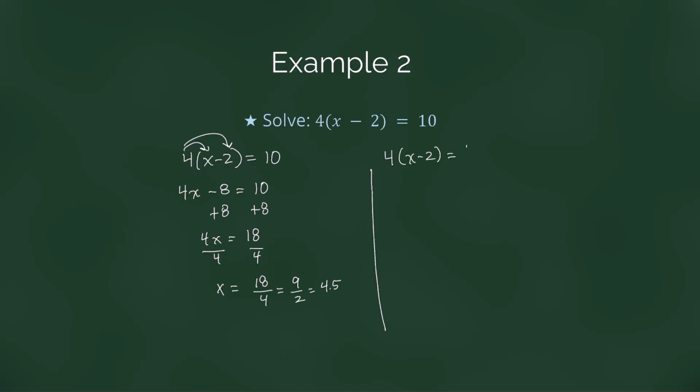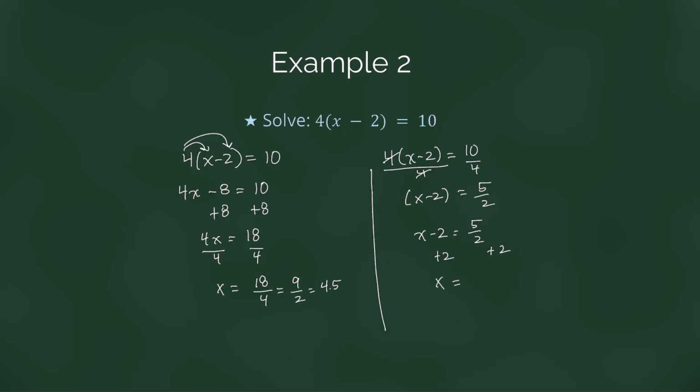Starting off with the same equation, another choice we have would be to divide both sides by 4. When we do that, those two 4's cancel, and we're left with x minus 2 is equal to 10/4, which is the same as 5/2, since both can be divided by 2. I don't really need the parentheses I wrote there, so we have x minus 2 equals 5/2. Now we can add 2 to both sides.